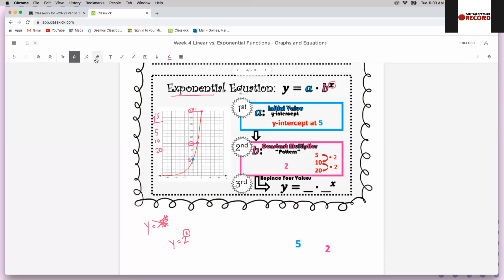Wait, Ms. Gomez. Mhm. Now I know why it's exponential, because it has an x exponent. I love that. Yeah. X as the exponent. Good job. Okay, drag the 5 over in the front, A blue in the front, and our pattern B in the back.